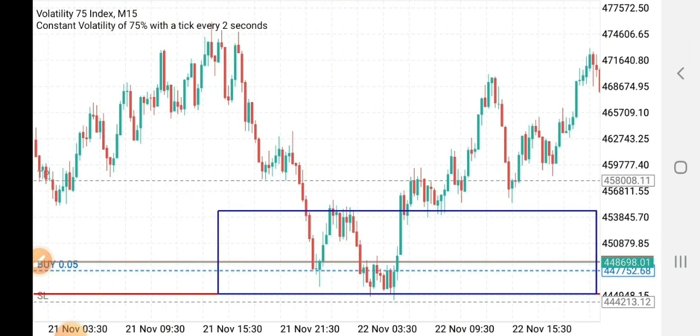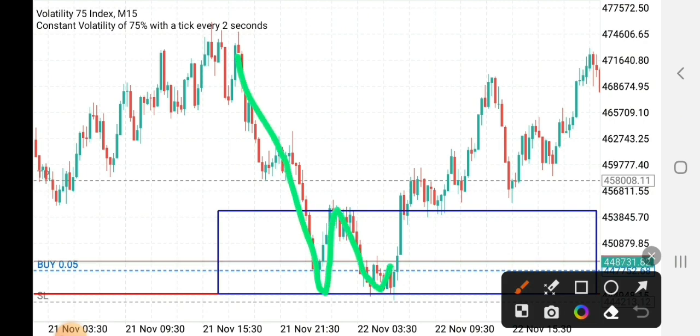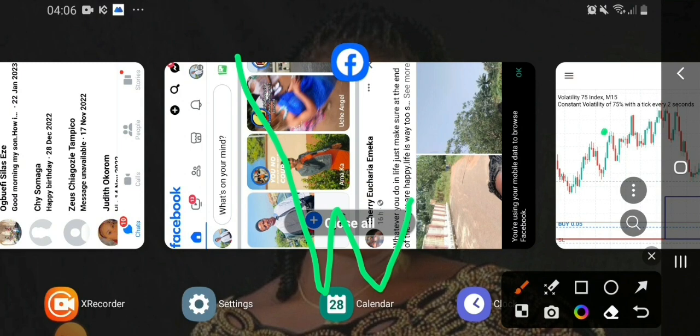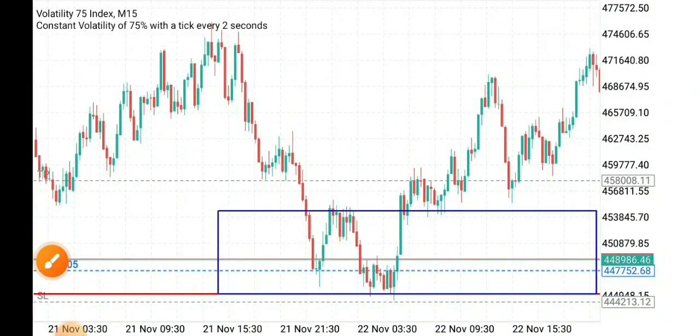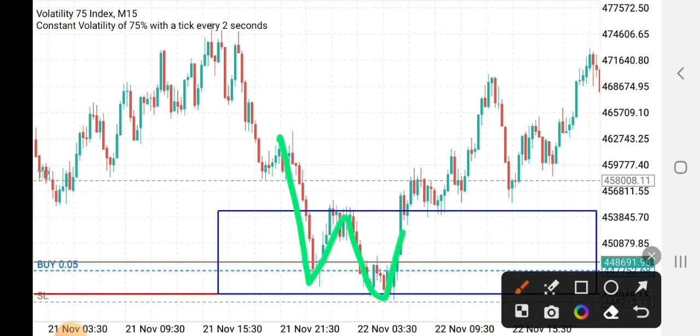Can you see what happened? The price in that second leg of the W pattern created another W pattern, a mini W pattern at that zone. Sorry about this. So the price created a mini W pattern at that zone, which you can clearly see. Okay, so this is exactly what you want.